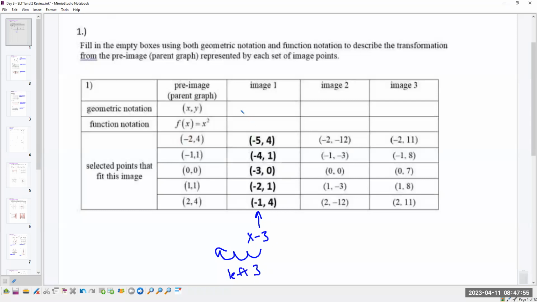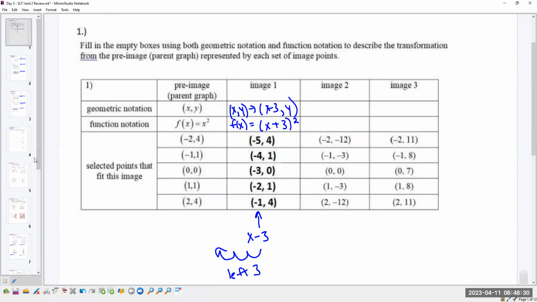Because it's been moved to the left 3, we're going from (x, y) to (x - 3, y). But the function notation is going to be (x + 3) squared. Now remember, that means if I substitute -5 into my function, I need to get 4. And sure enough, -5 plus 3 is -2, and squared gives us 4.